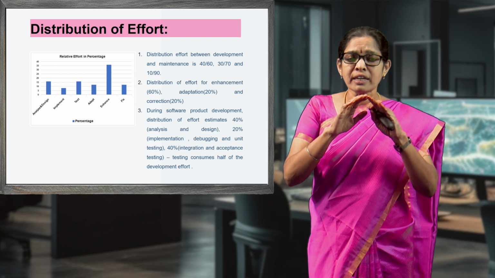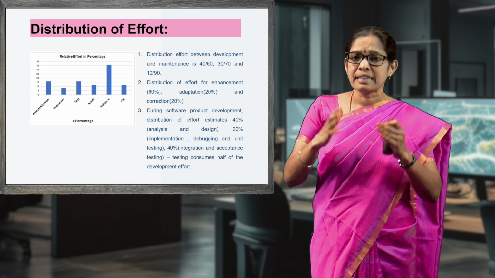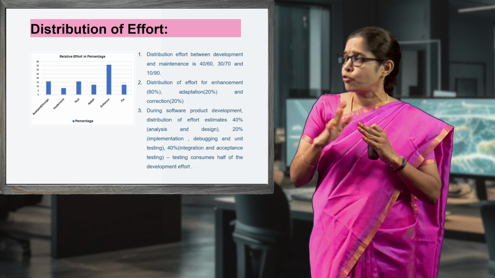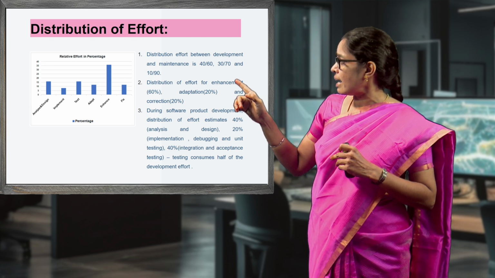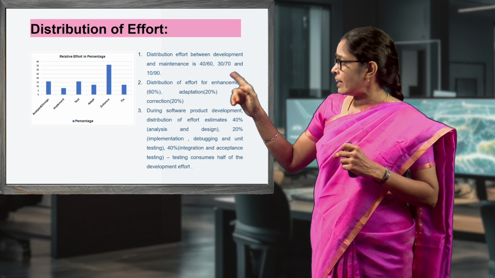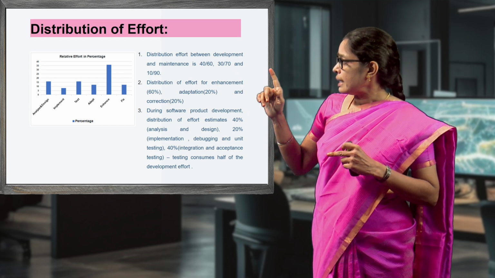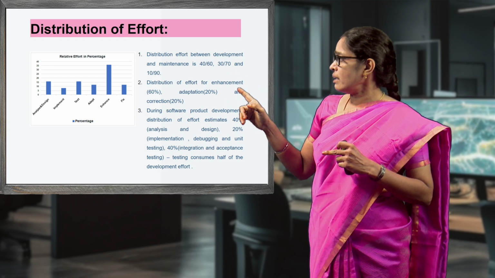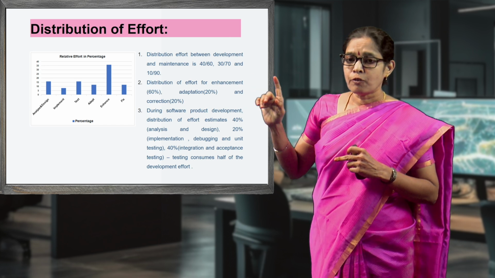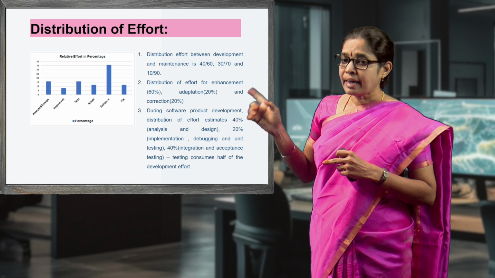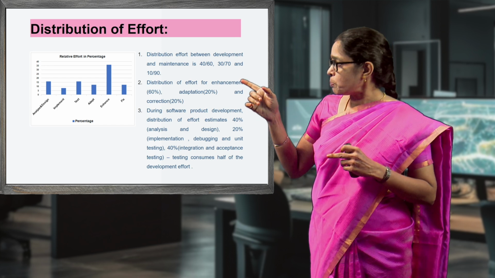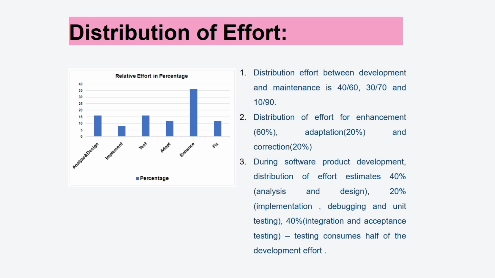During software product development, the distribution of effort is estimated as 40% for analysis and design, 20% for implementing, debugging and unit testing, and 40% for integration and acceptance testing. Look at this picture. It clearly represents that testing consumes half of the development effort.